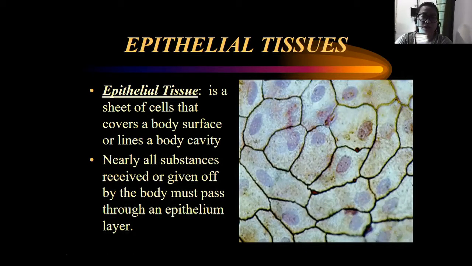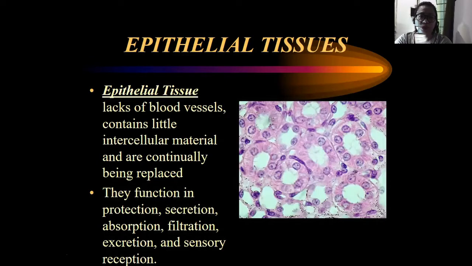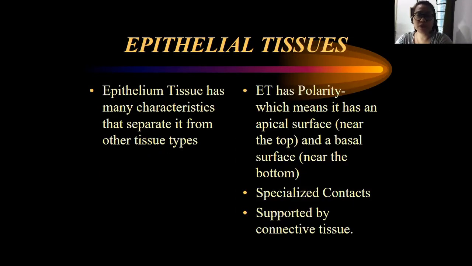Epithelial tissue is a sheet of cells that covers a body surface or lines a body cavity. As you can see in the picture, nearly all substances received or given off by the body must pass through an epithelial layer. These are some examples of epithelial tissues. They lack blood vessels, contain little intercellular material, and are continually being replaced. They function in protection, secretion, absorption, filtration, excretion, and sensory reception. These are usually located in our skin.